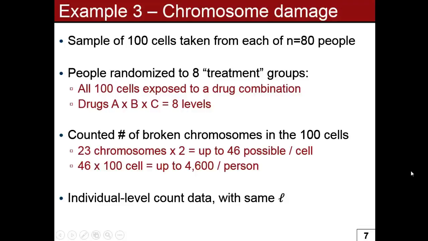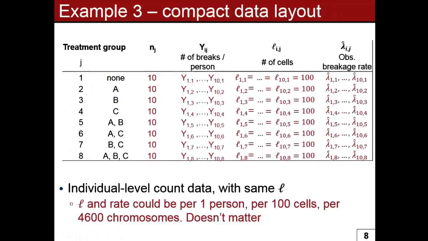So there's this caveat: in these kinds of situations, you don't need to specify the offset. Here's just a data layout for this. I don't think there's a better way to represent all the information. The point is, here are 8 treatment groups, 10 people, and these cells show counts for the 10 people that got no treatment, up to this treatment combination.